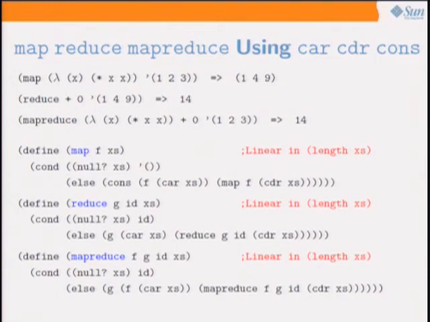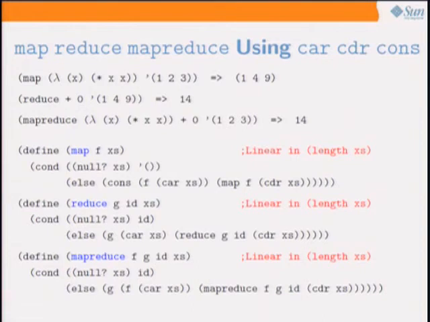Okay, now we get to the meat of the matter. Now we have some really interesting primitives. Let's look at map, reduce, and map reduce using car, cdr, and cons. Well, map is what back in the olden days we called mapcar. It just takes a function, applies it to each element of a list, gives you a list of the results. So if we map the square function down 1, 2, 3, we get 1, 4, 9. Similarly, we can take reduce and feed it a list and give it the function plus and the identity for plus, which is 0. It will add up all the numbers and give us 14.